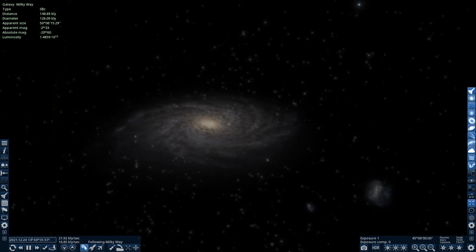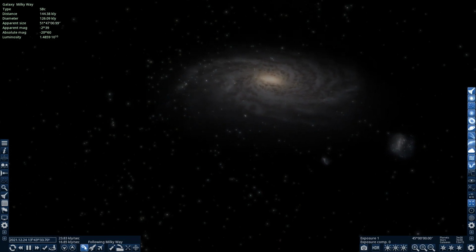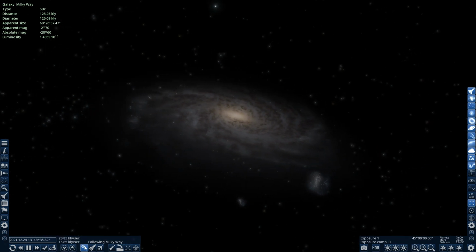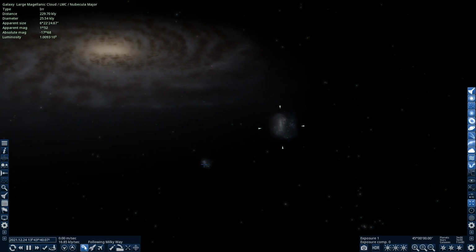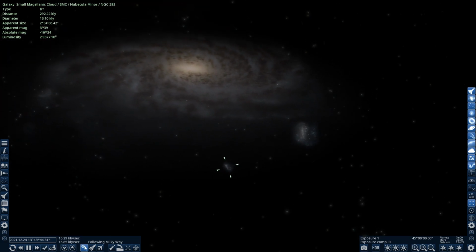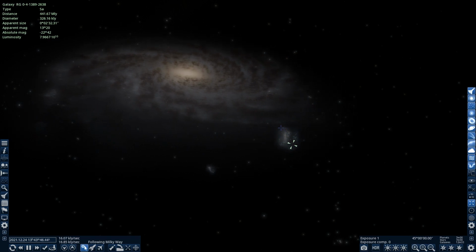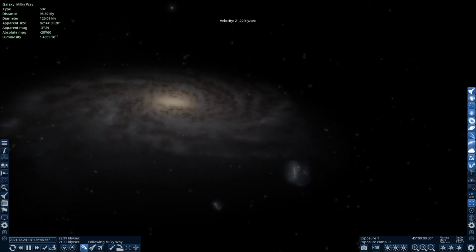It's quite difficult because there are billions of stars, right? So what I do is, you see these two little smaller galaxies, the Magellanic Clouds? You line them up like this, with the big one on the right side like that. That's how you do it.